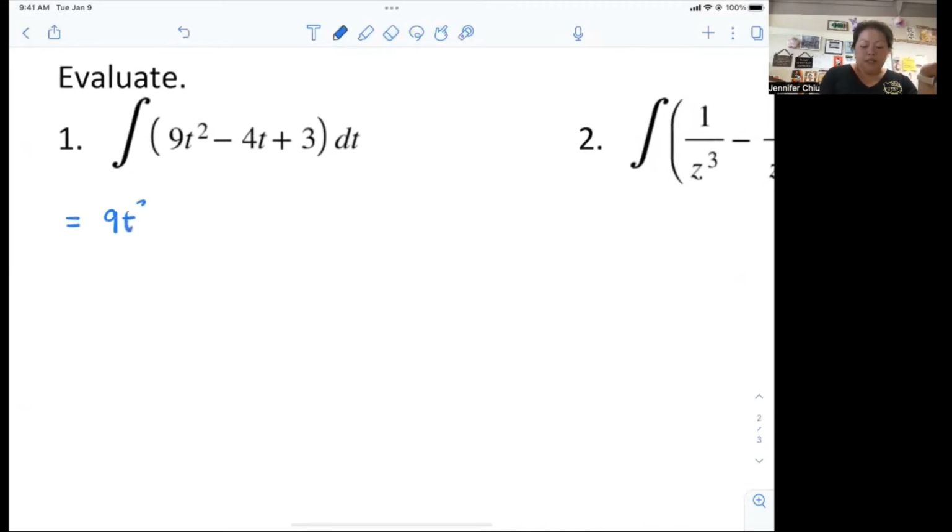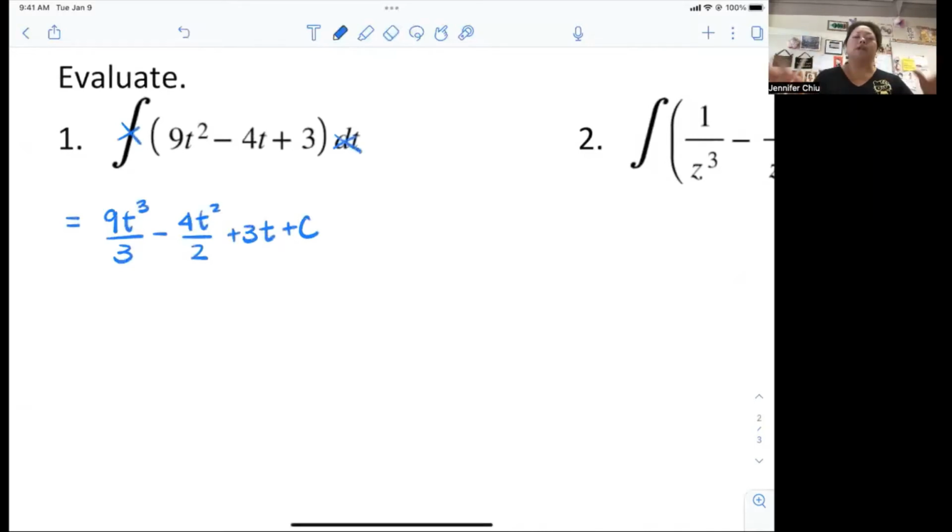Your power now is t cubed over 3, 3 is my new power, right? Minus 4t squared over 2 plus 3t, don't forget your constant right here. The act of taking the antiderivative actually, in a way, cancels these 2 things out. It kind of gets rid of it, right? So those 2 things tell you to take the antiderivative. That's why in the next step, they're gone.